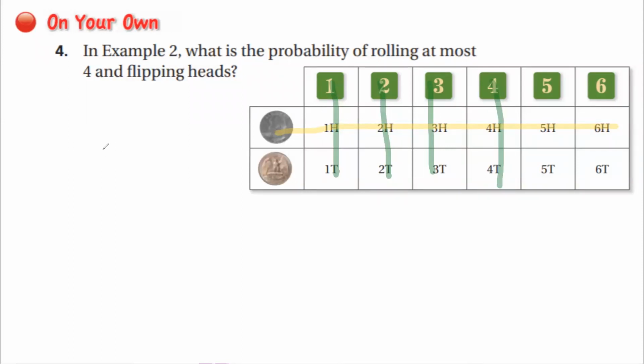Hopefully you figured out that there are 4 favorable outcomes over 12 possible. And that simplifies to 1/3. And so 1/3 would be your final answer there. If you wanted to change that into a percentage, it'd be 33%.